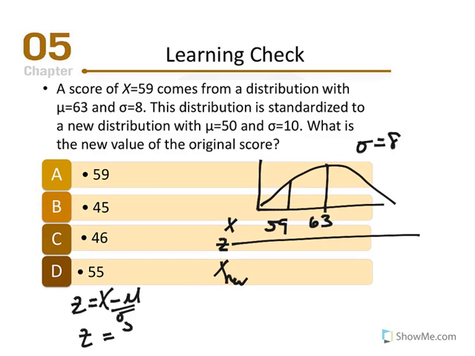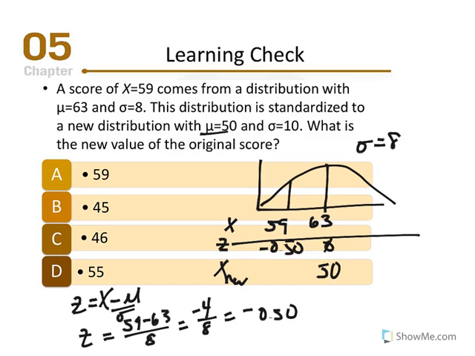Z is equal to 59 minus 63 divided by our standard deviation of 8. So 59 minus 63 is negative 4, divided by 8, and that gives us negative 0.5. So this score is now equivalent to half a standard deviation unit below the mean. The mean becomes 0, and the standard deviation equal to 1. And now we're going to create a new x value because we are indicating that the new distribution has a mean of 50 and a standard deviation equal to 10.